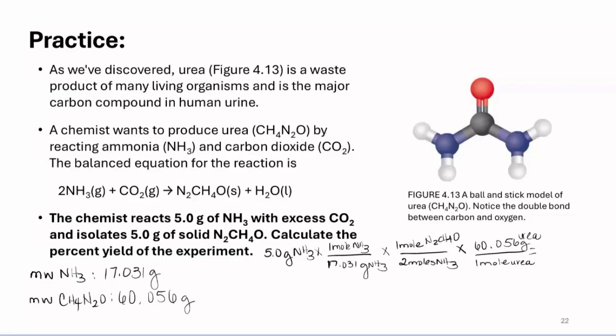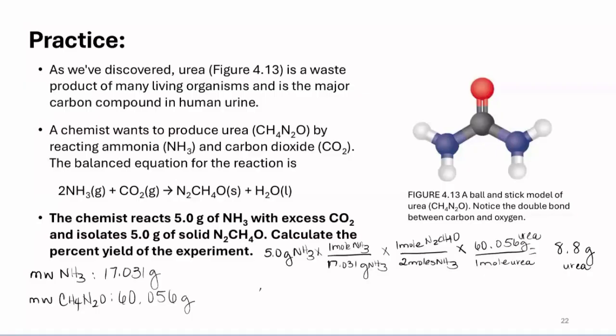So when I do this calculation, 5.0 times 60.056 divided by 17.031 times 2 times 1, it tells me, if I round it to 2 sig figs, that technically I should have gotten 8.8 grams of urea.